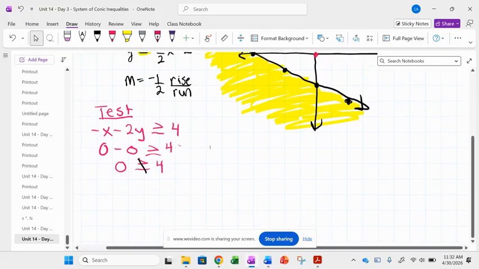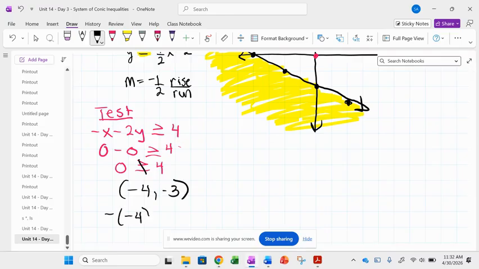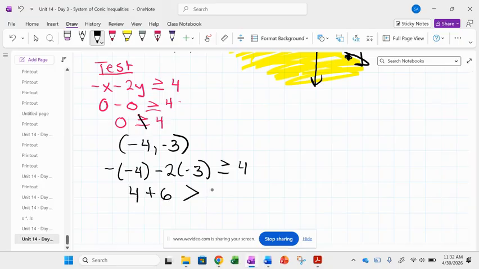Okay, so let's test negative 4, negative 3. So we're going to have the negation of negative 4 minus 2 times negative 3 is greater than or equal to 4. Well, the negation of negative 4 is 4. Negative 2 times a negative 3 is a positive 6. Is 4 plus 6 greater than 4? Yes. Any point in that solution set will hold true here. That's what this is saying.